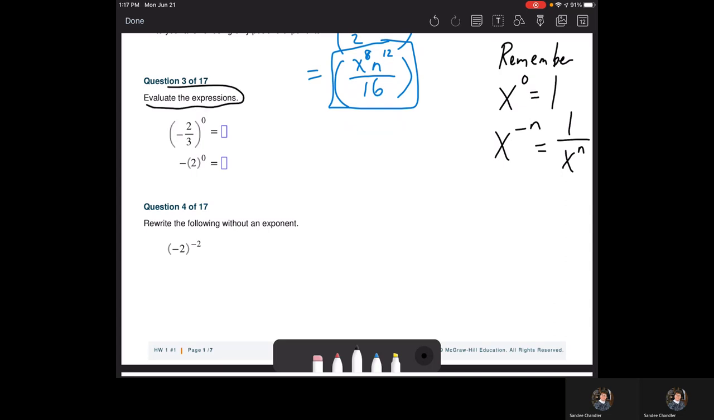So when it asks us to evaluate these expressions, this whole parenthesis is raised to that 0 power, so the answer is 1. Note, however, the parentheses on this one is only attached to the 2. So only the 2 is 1. That negative still is out front. So negative 1 is the answer to that one.